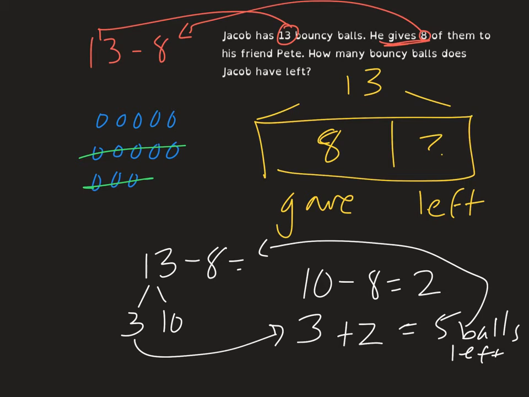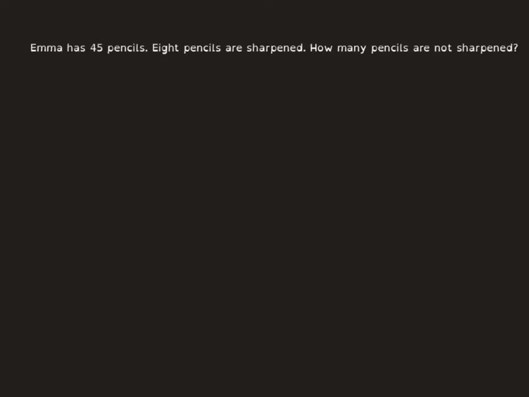try our application problem. Emma has 45 pencils. 8 of those pencils are sharpened. How many pencils are not sharpened? Okay, so this one is a little bit different, partially because we only have one number written in numeric form. We have to find the others.